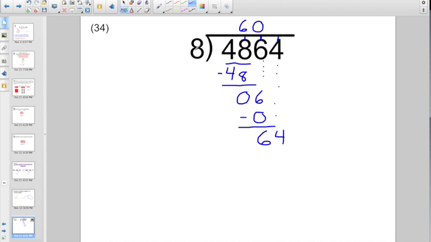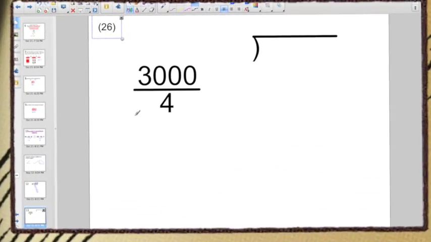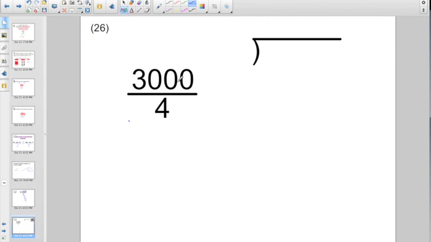64 divided by 8. 8 times what is going to get me close to 64? That answer is 8. Multiplies back for 64, and it's finally going to subtract for 0. So my whole answer is 608. Let's try it again, only written in a slightly different form.